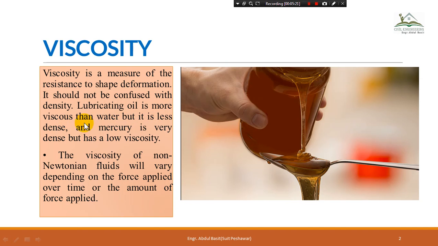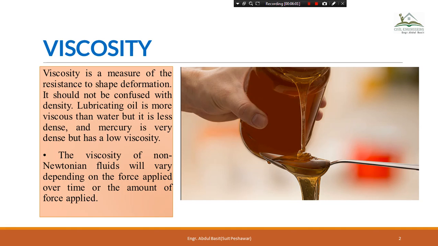Lubricating oil is more viscous than water. Lubricating oil, like mobile oil, may be the case. It is a bit more viscous as compared to water, but it is less dense. So that doesn't mean that viscosity is inversely proportional to density. It doesn't mean that. In some cases you may find that a liquid that is more viscous will be more dense as well.